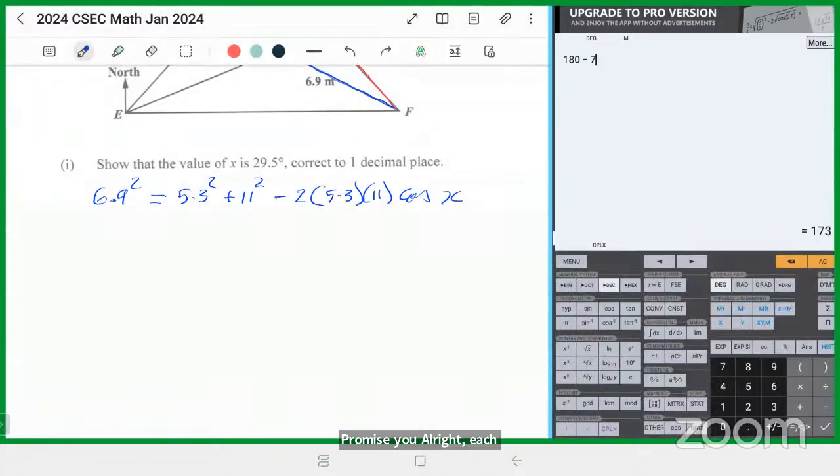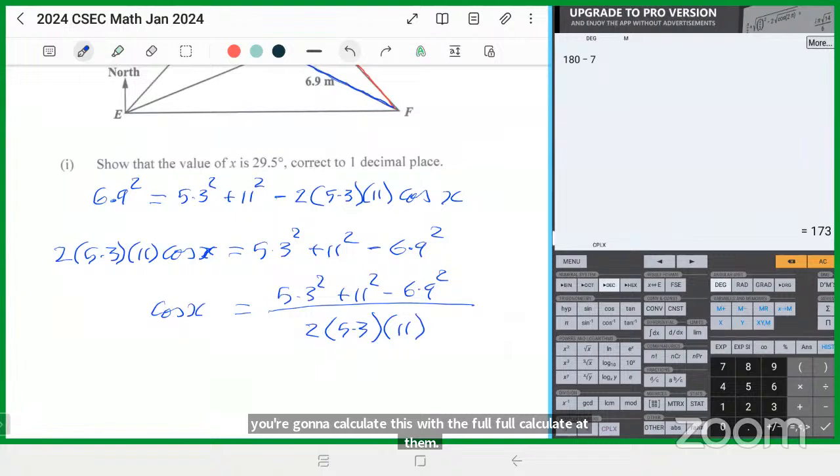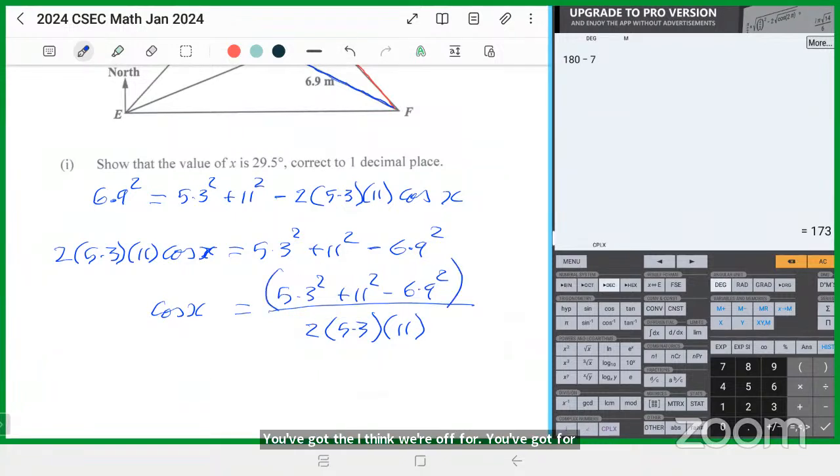All right. Each of these dividing. So if you're going to calculate this with the full calculator, then you have got to put this in the calculator first, and then you have to bracket it. See it as one term. You have to divide by the 2, divide by the 5.3, and divide by the 11. Each of them dividing. All right. But the safe thing to do is get the good calculator that you can put this all in.